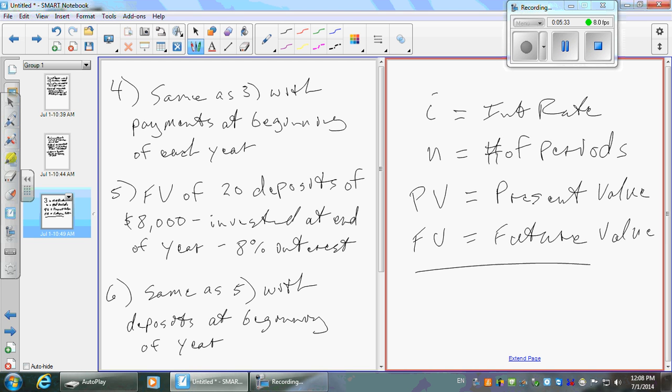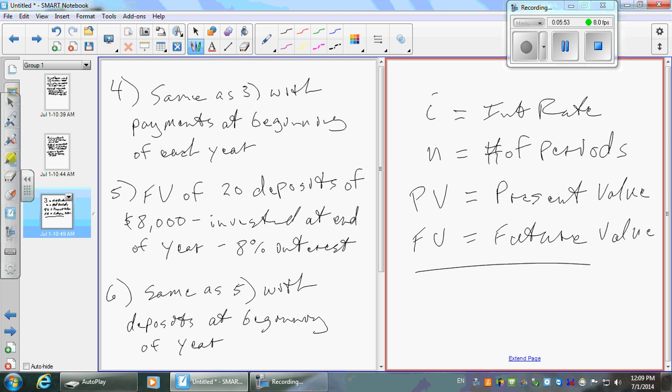If I change the interest rate on you, what did I do? I broke the annuity. Might you have two annuities, 10 years at 6% and another 5 years at 8%? Sure, but it's two annuities. Don't try to work it as one. A lot of students try to do that, and you'll go nuts. You can't. So the interest rate has to stay the same.